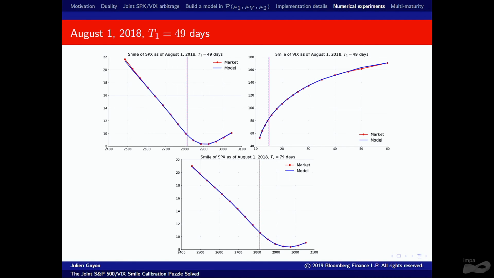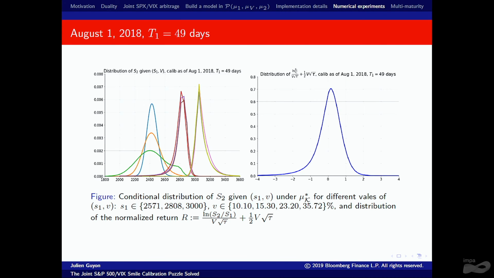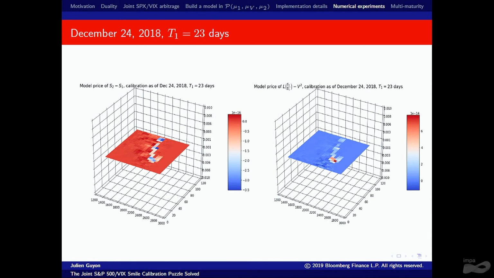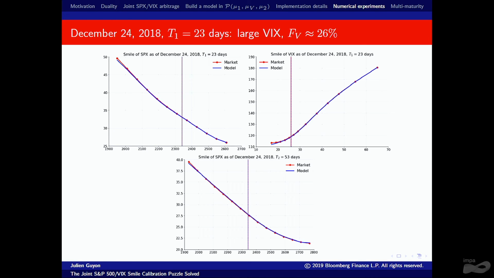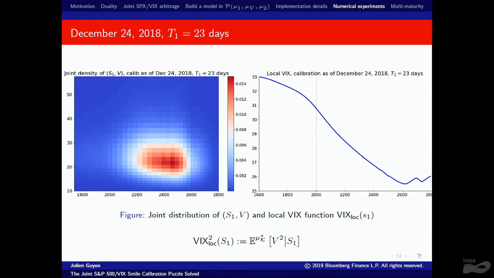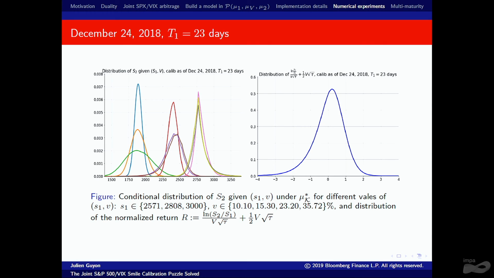For the second maturity, it's really the same story, so I skip it. It works exactly the same, and it's also the same shape for the two deltas. And I just want to show you December 24, because that was a turmoil on the S&P market, just to show you that even when the volatility is large, the VIX went up 36% that day, the first VIX future, 23 days, was 26%, you can still very well calibrate to the three smiles and to the VIX future, and you're exactly a martingale, and you have the same kind of properties for the local VIX squared and the conditional distribution.